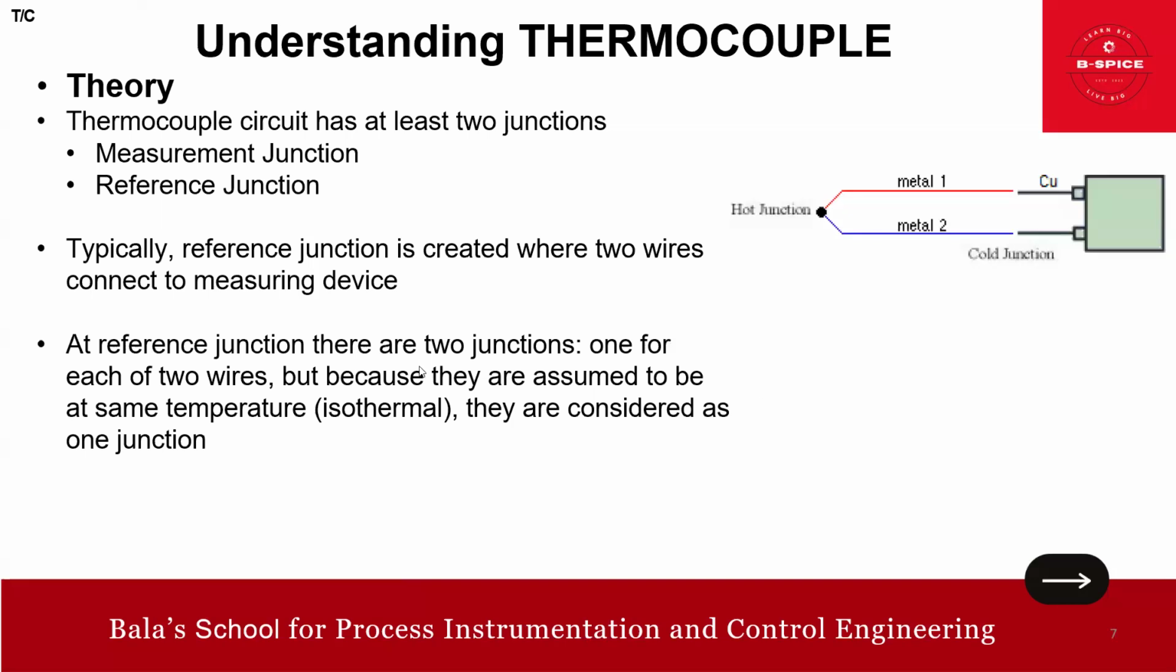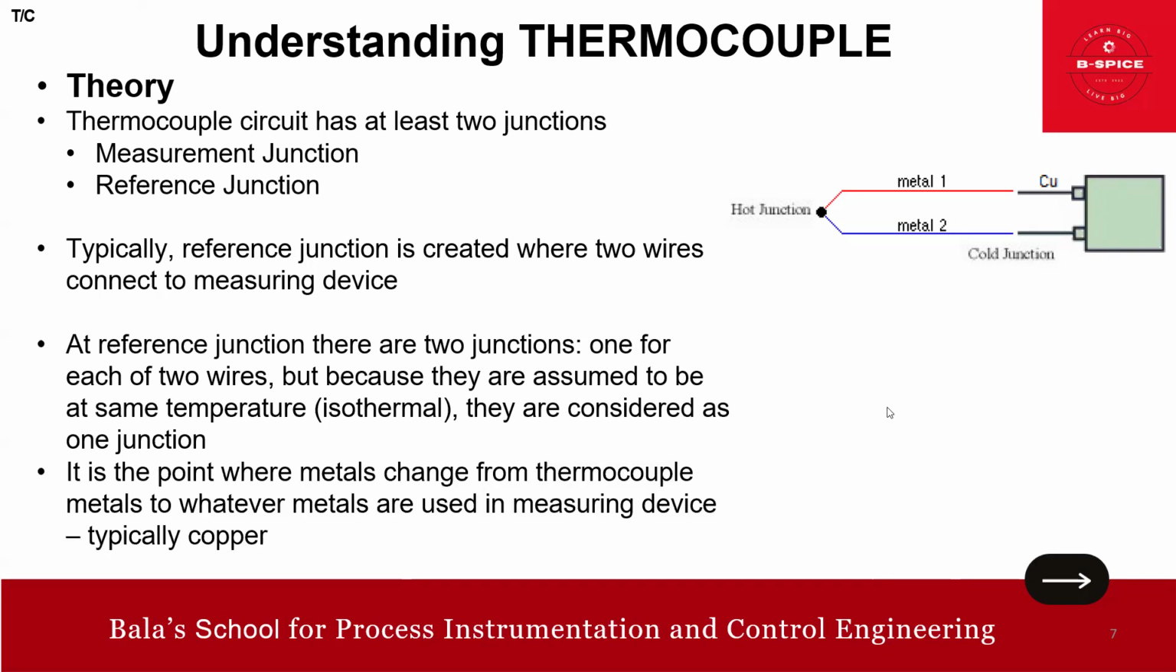So at the reference junction, there are two junctions. Don't get confused, just watch out. One for each of the two wires. But because they are assumed to be at the same temperature, that is isothermal, they are considered as one junction. You got it?